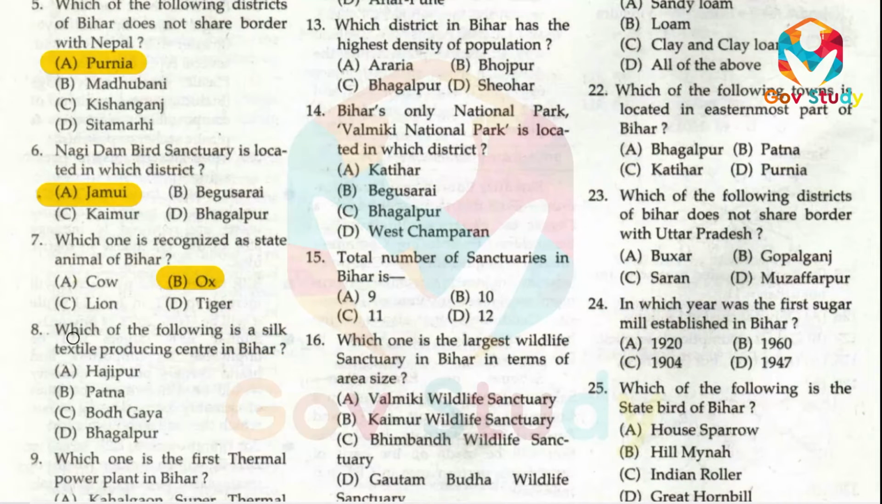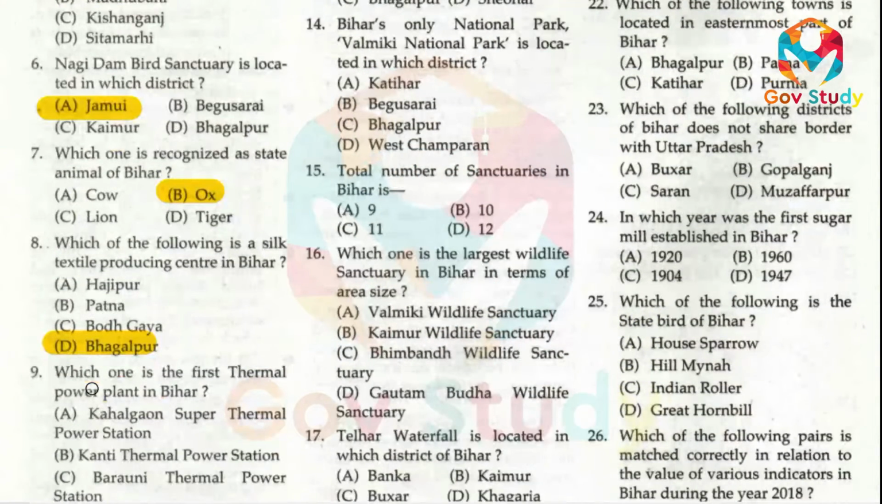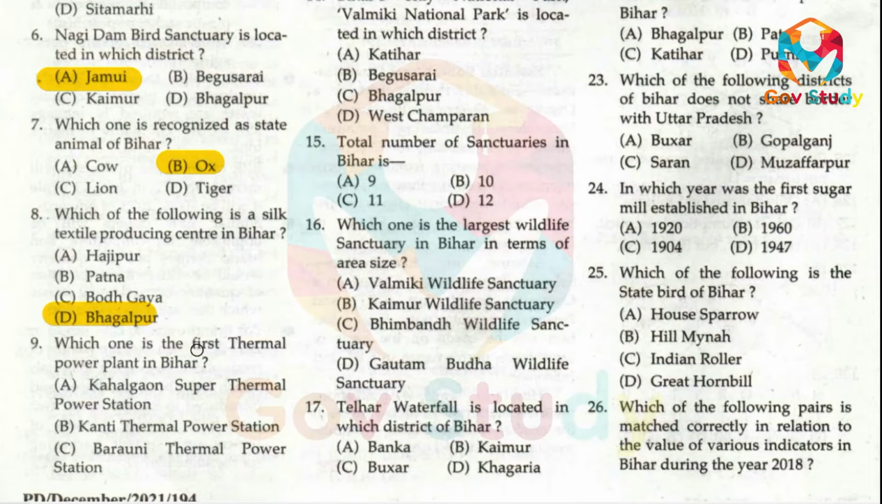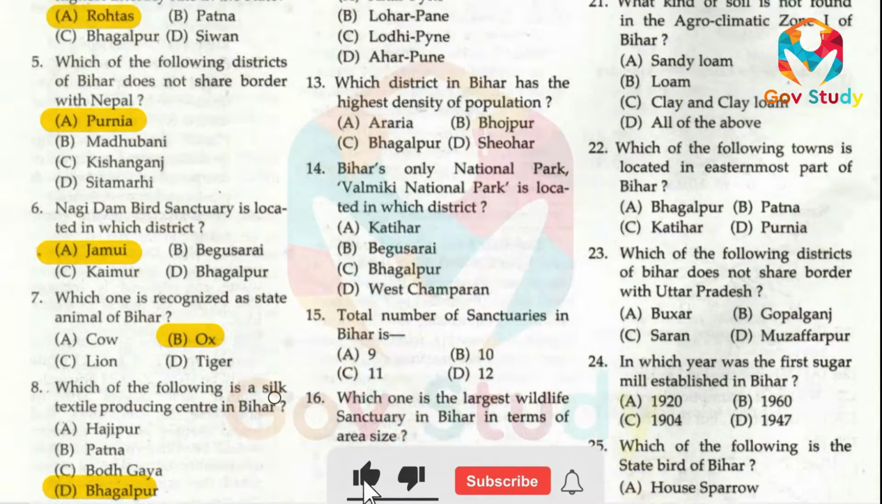Ox. Which of the following is a silk textile producing center in Bihar? Hajipur, Patna, Bodh Gaya, Bhagalpur. Correct answer option D, Bhagalpur. Which one is the first thermal power plant in Bihar? Kahalgaon Super Thermal Power Station, Kanti Thermal Power Station, Barauni Thermal Power Station. Option C is correct answer.